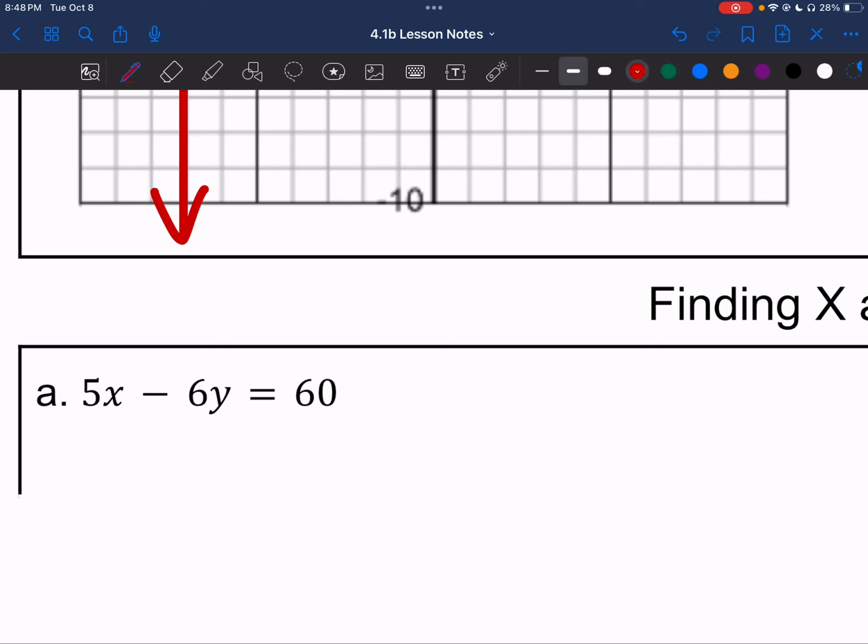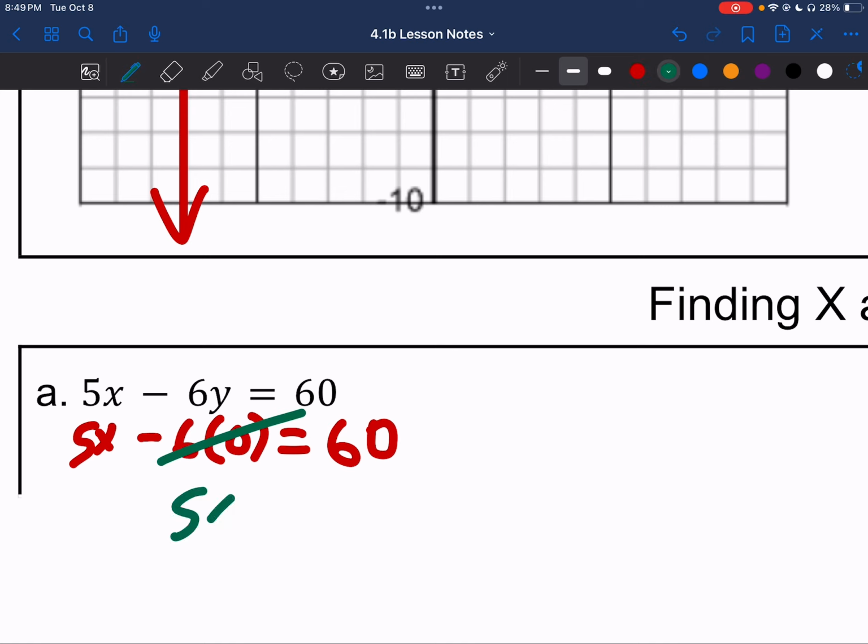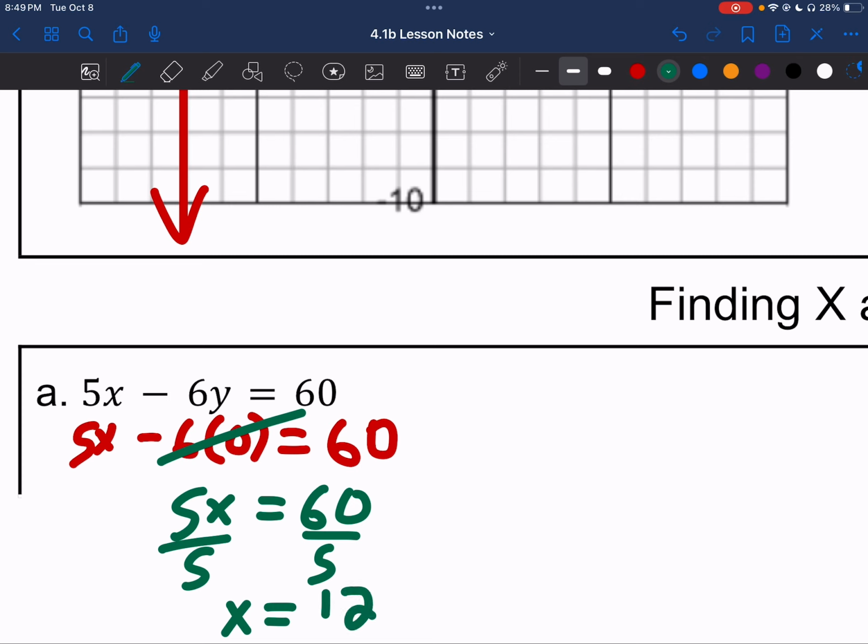The first step is to find our x-intercept. To do that, we substitute in 0 for y, right? Because when we are crossing the x-axis, our x-intercept, our y value is 0. So the middle term there cancels out, and we're left with 5x is equal to 60. We divide both sides by 5, and x is going to give me 12.